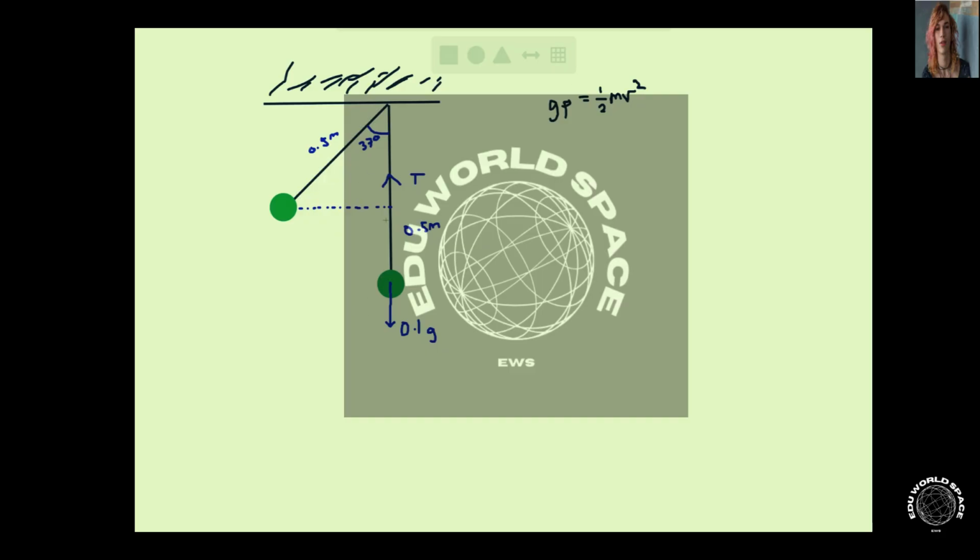So the first step is to work out this change in height so that we can calculate the change in gravitational potential energy. So we know the length of the string is 0.5 meters, and we know this angle is 37 degrees. So we can work out this length here by doing 0.5 cos 37, as this is the adjacent length. So 0.5 cos 37 is equal to 0.4 meters.